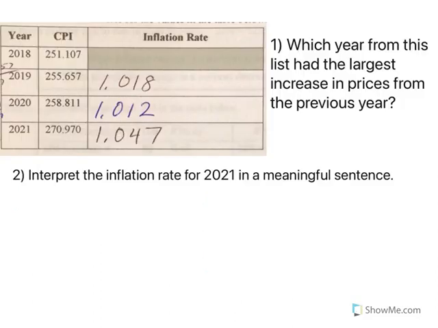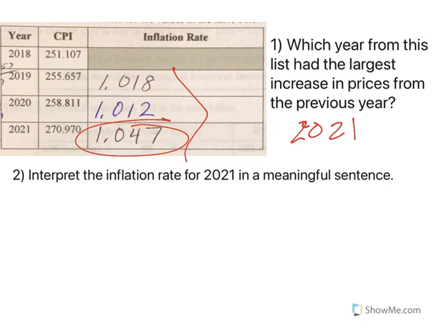Now let's use that table. Which year from this list had the largest increase in prices from the previous year? Well, look at what we have. Which one of these numbers is the largest? The 1.047. So that means 2021 had the largest increase in prices from the previous year.